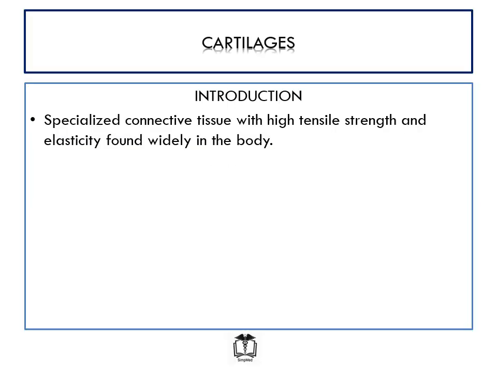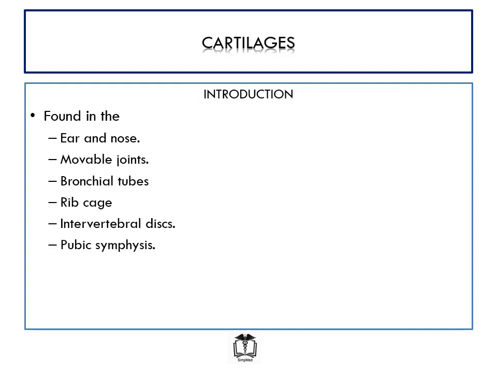The last aspect of this model is on cartilage. Cartilages are specialized connective tissues with high tensile strength and elasticity, and they're found widely in the entire body. So cartilages are found in areas like the ears, the nose, the movable joints. They tend to line the articular surfaces of the joint. Remember, I said that the articular aspect of a bone is not lined by periosteum, rather it's lined by cartilage.